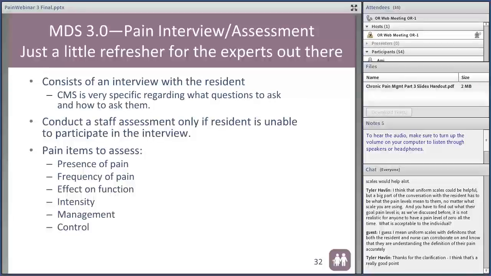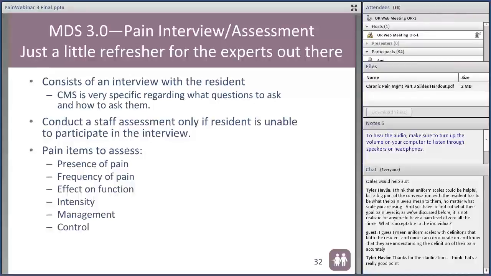We need to conduct a staff assessment only if the resident's unable to participate in that interview. And of course, we have to make sure that we do an accurate assessment of their cognition to make sure that they are not interviewable. A lot of times we see that we mark them as not interviewable when in fact they are. The things that we do assess are presence of pain, frequency of pain, effect on function, intensity, management, control. These are all standard questions.